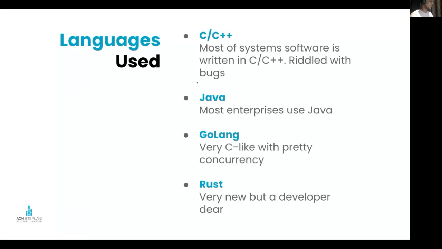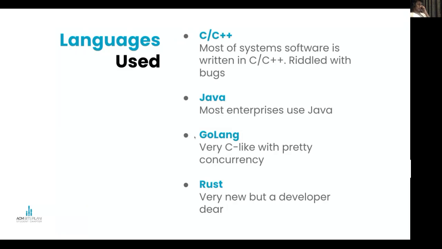Java. So Java is an enterprise favorite. That is probably because Oracle has made it that way. The entire Java ecosystem is directed towards enterprises. So it is very popular among stuff like banks or big companies that need to have software that's reliable and scalable.